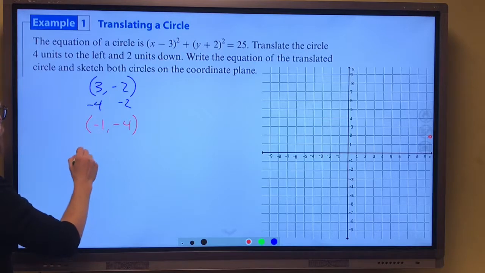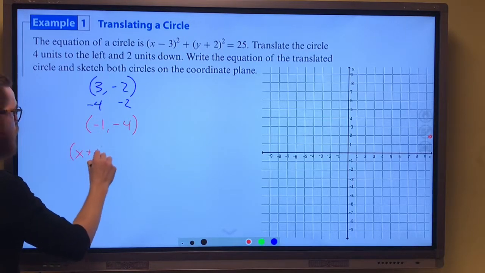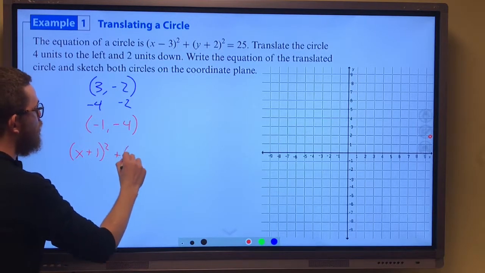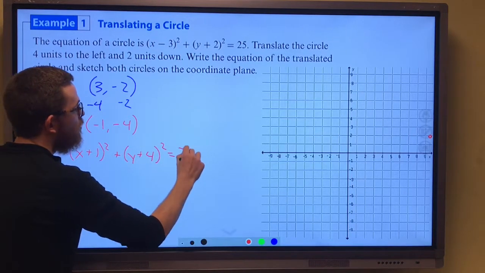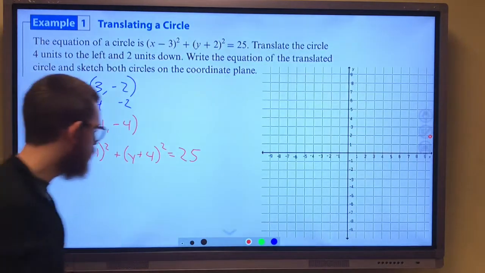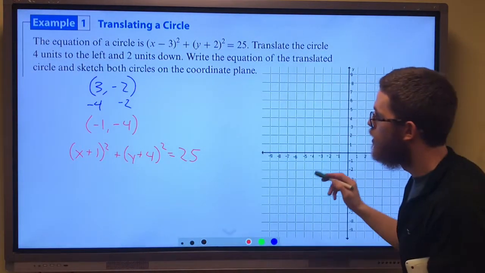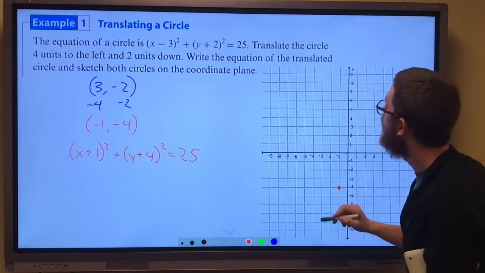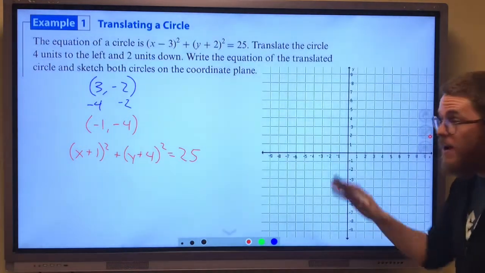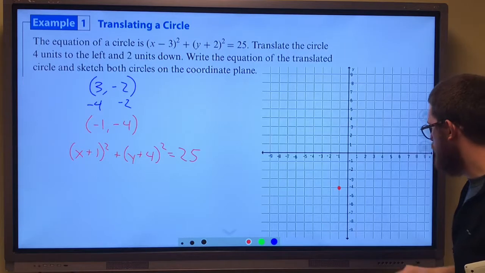So our new equation of our circle is x plus 1 squared plus y plus 4 squared. The radius was unaffected though. We can plot this. No big deal. -1, -4. The radius is 5 because 25 equals r squared.